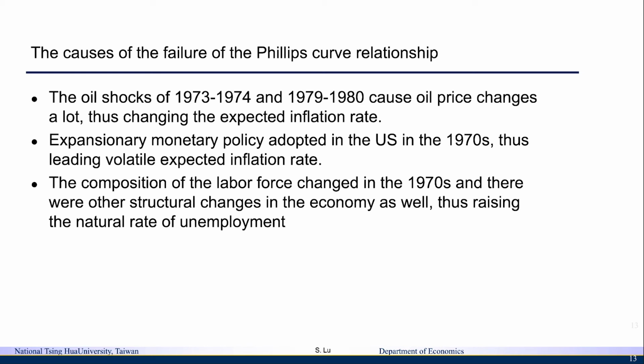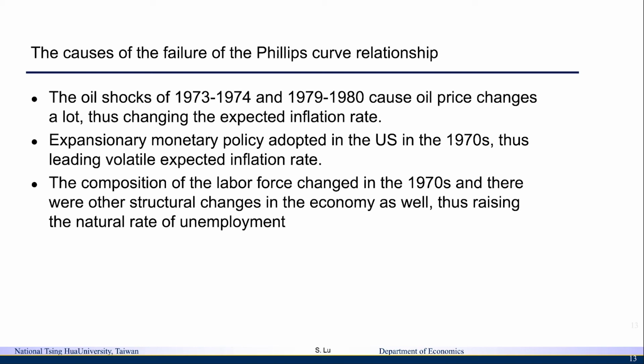Okay, so in here we show that what happened in the 1970s is that there was an oil price shock in 1973 to 74 and 1979 to 80, which caused the oil price to change a lot. Thus, it changes the expected inflation rate. Given that the expected inflation rate changed, the Phillips curve shifted.